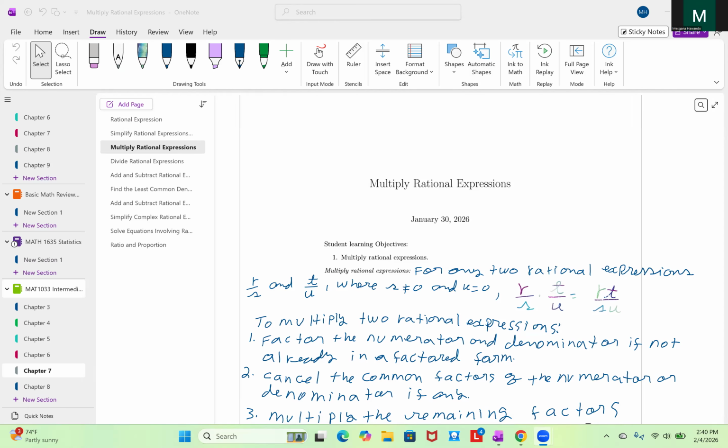Multiply rational expressions. Student learning objectives. Multiply rational expressions. For any two rational expressions, R over S and T over U, where S does not equal 0 and U does not equal 0, R over S times T over U is equal to R times T over S times U.